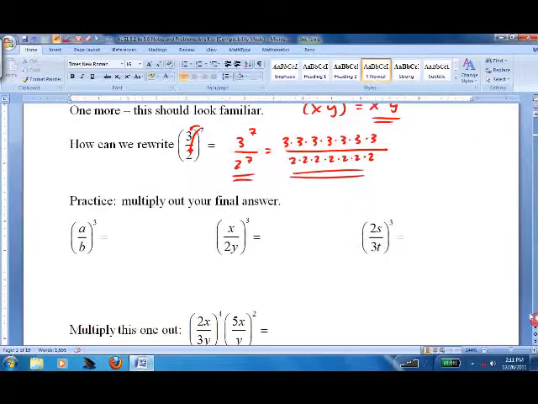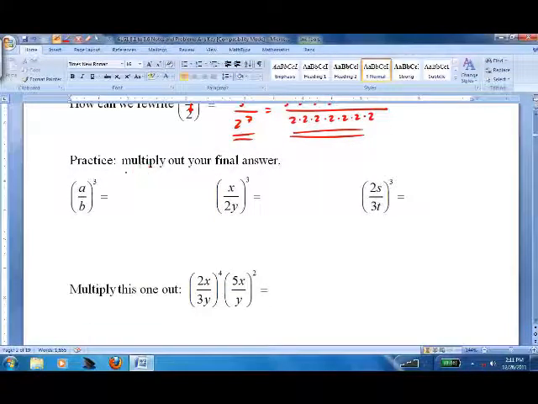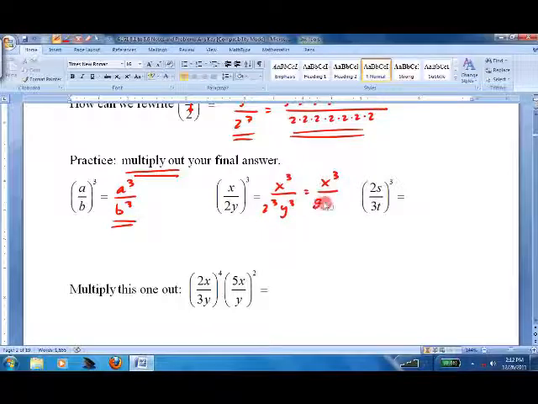So, practice. Now notice I say multiply out. So here we're going to actually multiply them out. There's nothing to multiply out here, so we just put the 3 on both of them. Finally, we have something to multiply out. X to the third, 2 to the third, y to the third. Well, that's x to the third over 8, y to the third. Here, 2 to the third is 8. S to the third is just s to the third. 3 to the third is 3 times 3 is 9. Times 3 is 27. 27 t to the third.